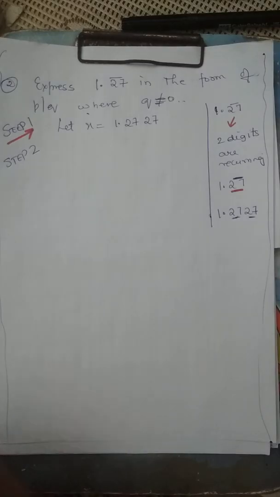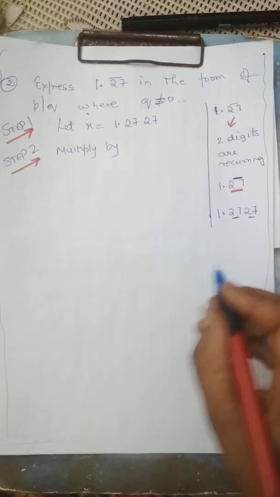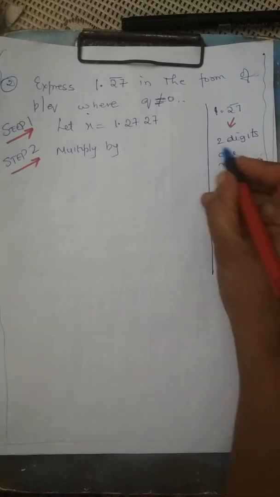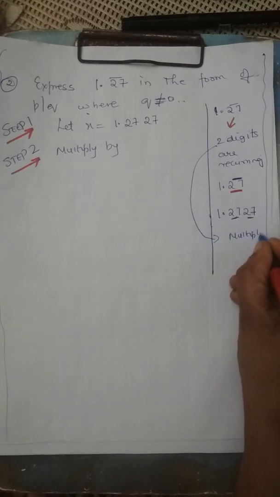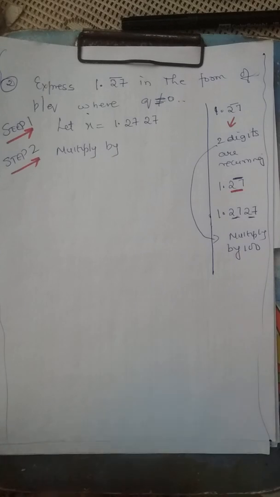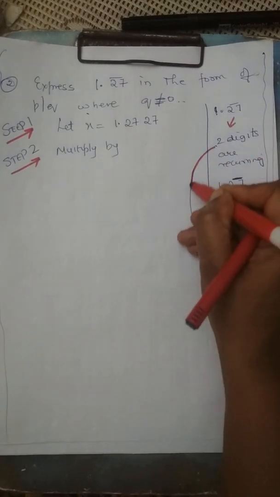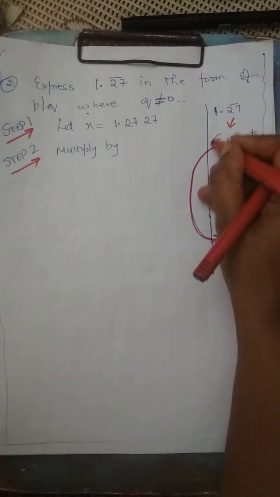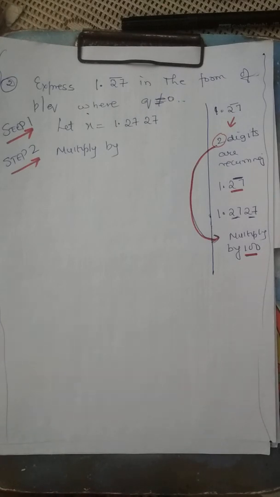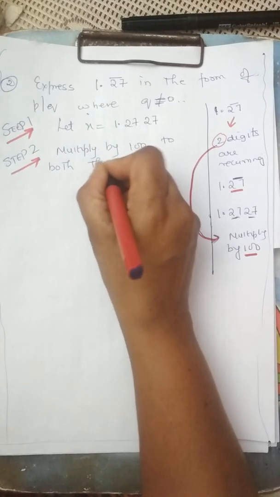What is step 2? Multiply. Now who can tell me? Should we multiply by 10 or 100 or 1000? Since 2 digits are recurring, we'll multiply by 100. Okay. Multiply by 100. Why? Because how many digits are recurring? 2. Same way, instead of 10, we multiply by 100 now.